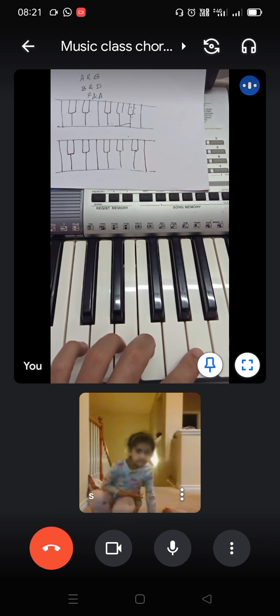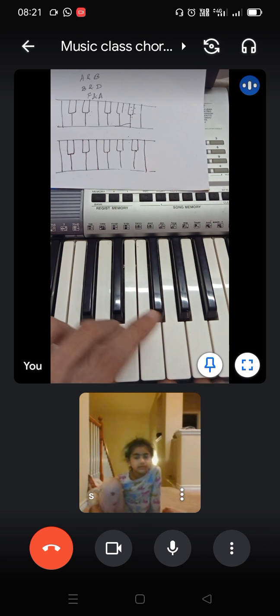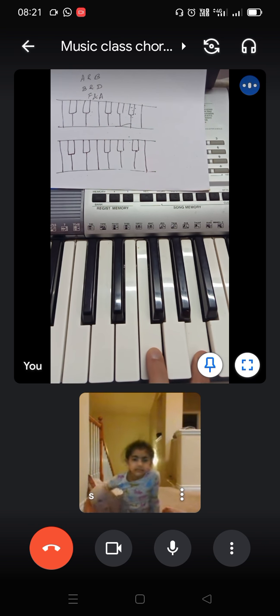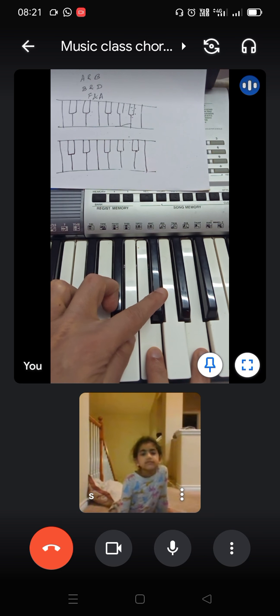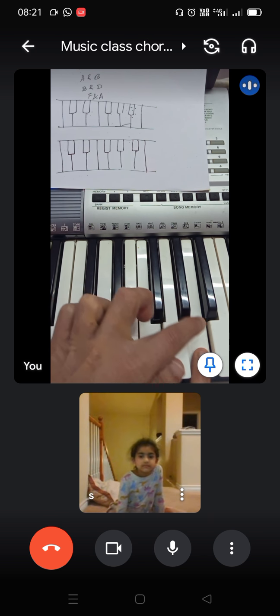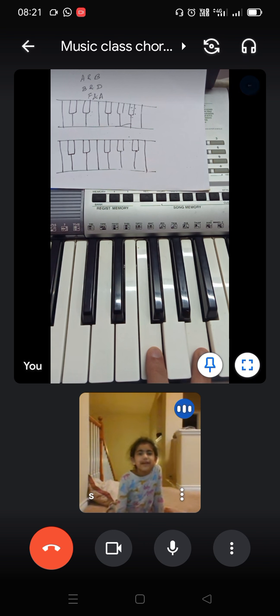So now we need to calculate. We have located the two notes. So how do you calculate? From F, 1, 2, 3 and 4. So the distance between F and A is how many semitones? 4 semitones or 2 tones? Yeah, good.